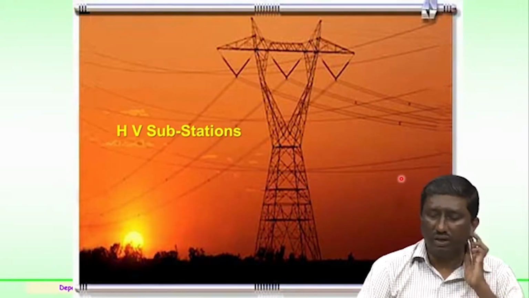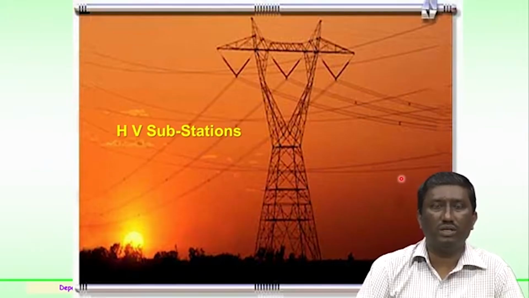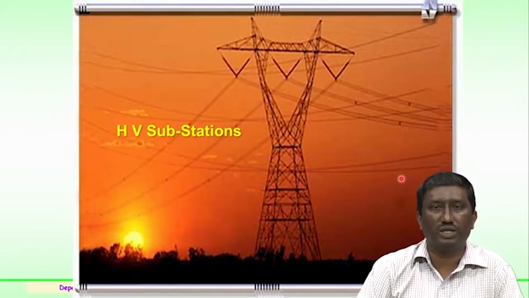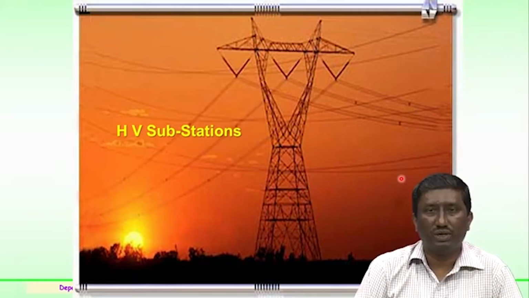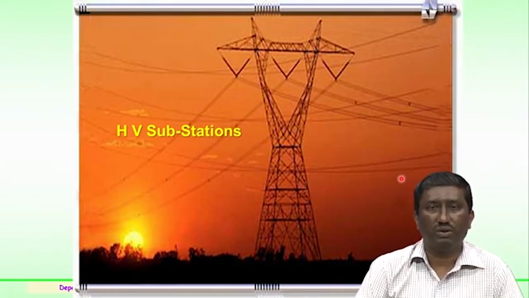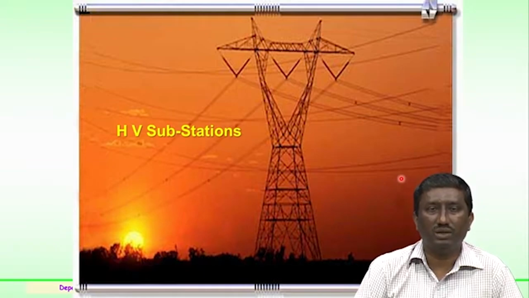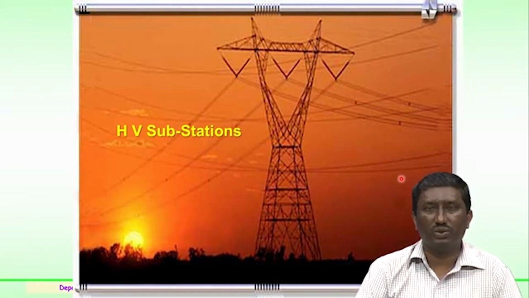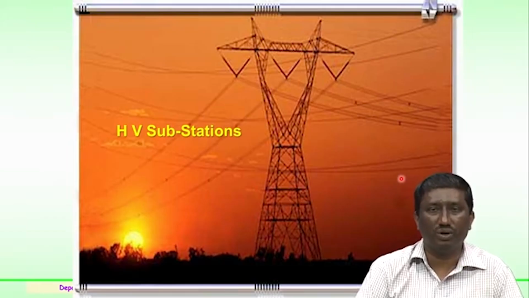So, we will be focusing on high voltage substations. We have looked into the transmission aspects, various types of insulation requirements, the conductors, and the different types of towers which are used for various voltage levels. So, from the generating station to the load centers, it is through the towers, conductors, and insulators; several of these components play an important role.